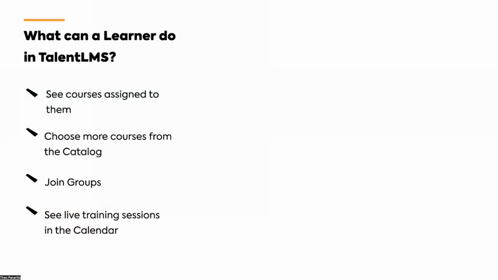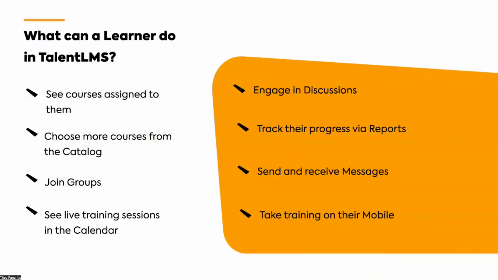So a learner in TalentLMS can see the courses that have been assigned to them. They can choose more courses from the course catalog. They can join groups. And yes, they can get more training this way. They can see the live training sessions in the calendar. And we are big believers in blended learning, so the calendar is always there. And of course, they can participate in discussions. That's how we engage with others. Also, learners can track their progress using reports, and they can send and receive messages to administrators, instructors, or fellow learners as well. And of course, they can take training on the go using the TalentLMS Mobile App.